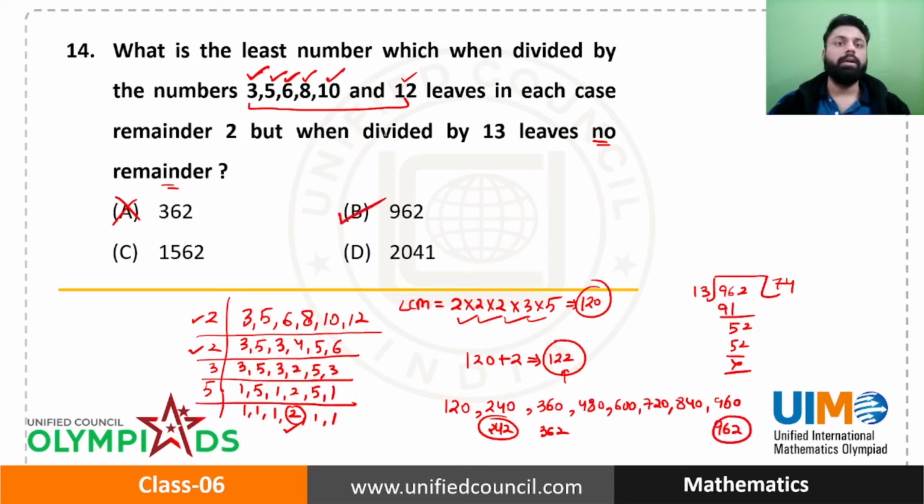We need to find out the least number. So we are not going to check for these bigger numbers because it follows the property given in the question. So this is how we can solve.